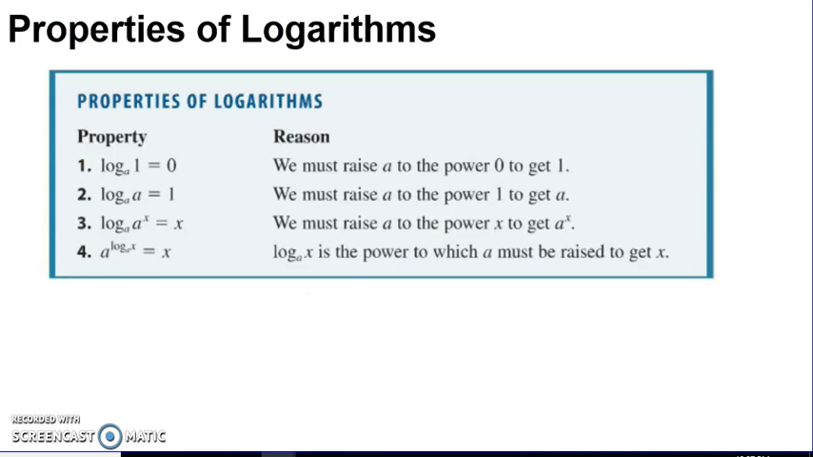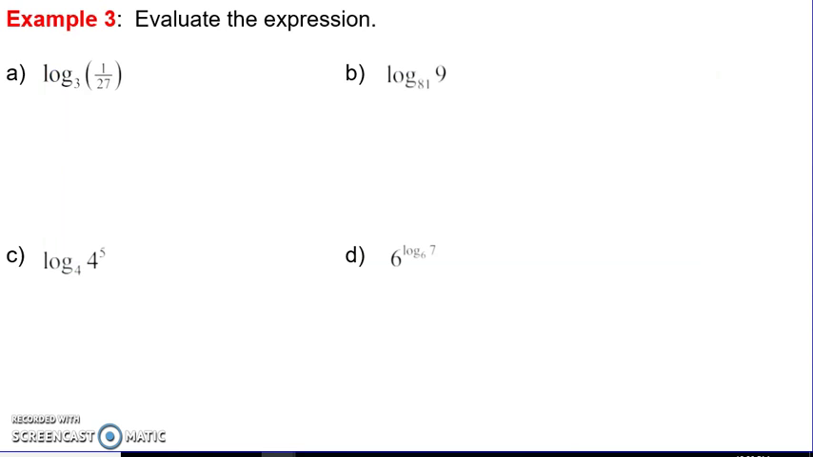These are the properties of logarithms. If you have log base a of 1, that will always equal 0. Log base a of a will always equal 1. Log base a of a to the x will always equal x. And a to the log base a of x will always equal x. Just knowing some of these rules will help you to not have to change your logarithms to exponentials later on.